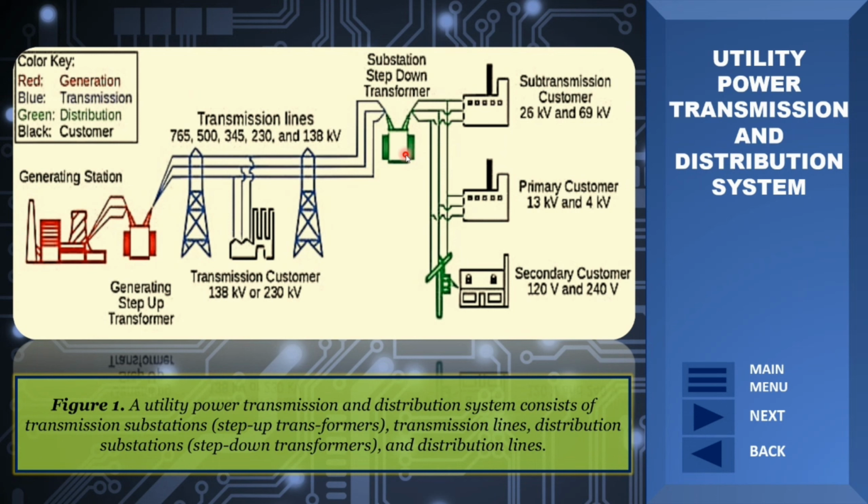Now the signal is distributed to sub-transmission customers, primary customers, and secondary customers. Power supply to our home is basically a 220 volts and 60 Hz power supply.